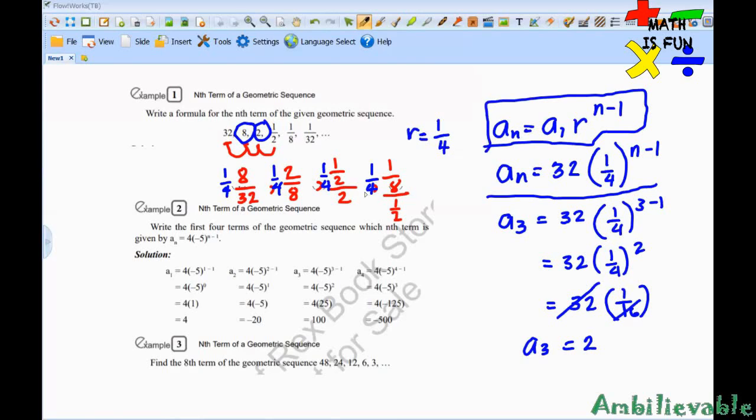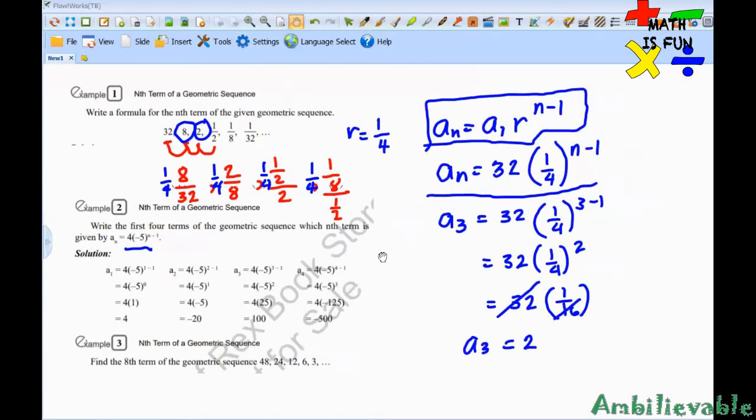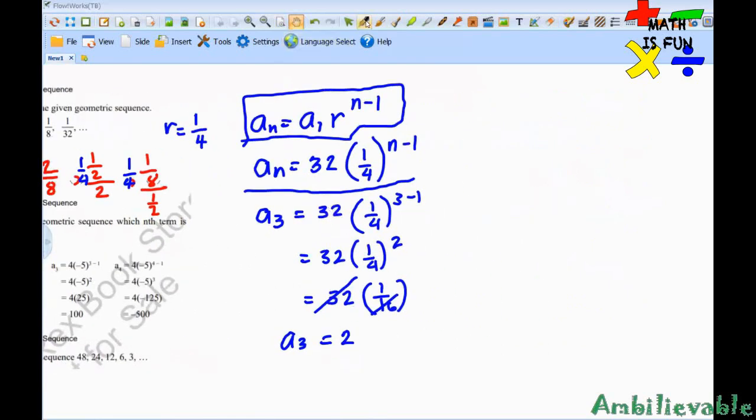Okay, the nth term of a geometric sequence. Write the first 4 terms of the geometric sequence whose nth term is given by 4 times (-5) raised to n minus 1. So we are going to get the first 4 terms. We just simply substitute. Okay, so let's copy the formula. a sub n is equal to 4 times -5 raised to n minus 1.